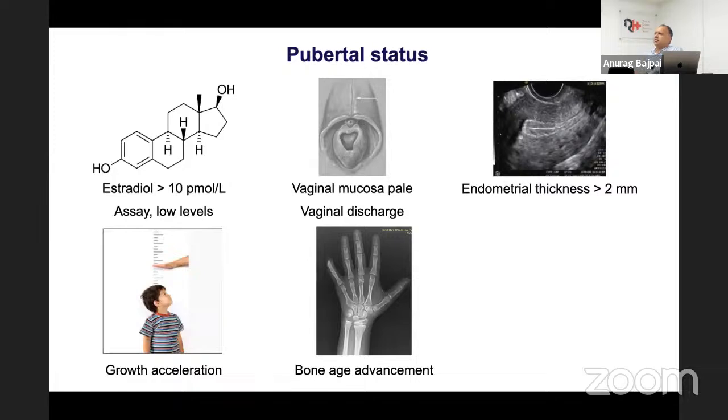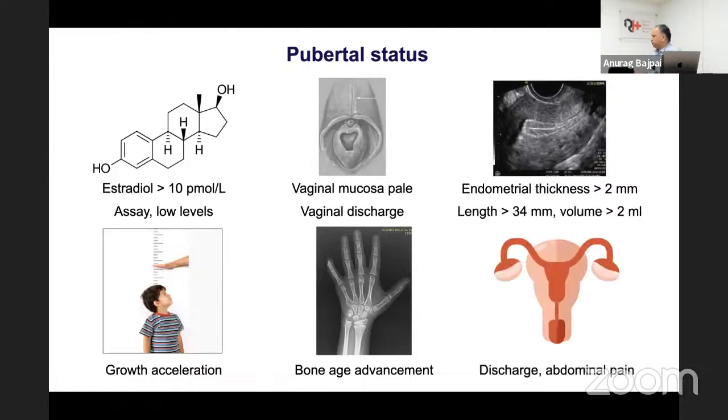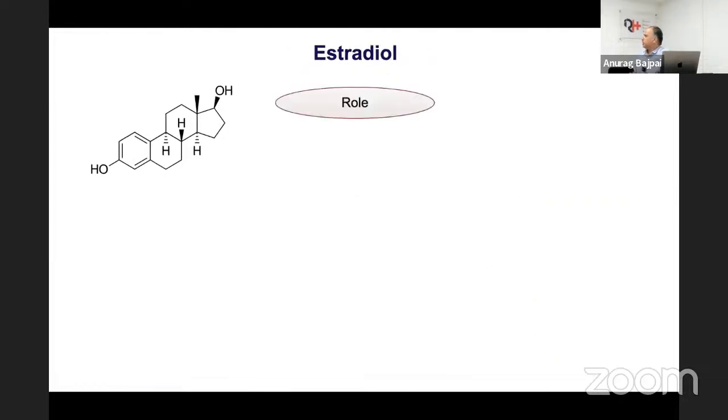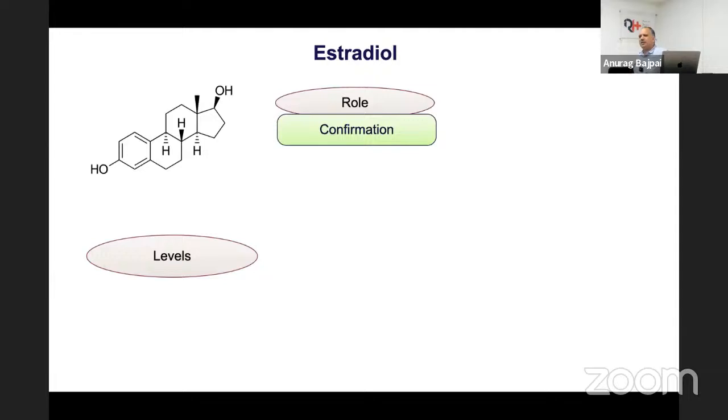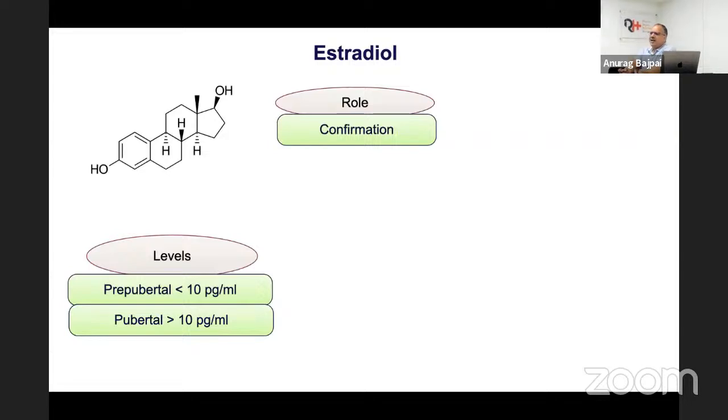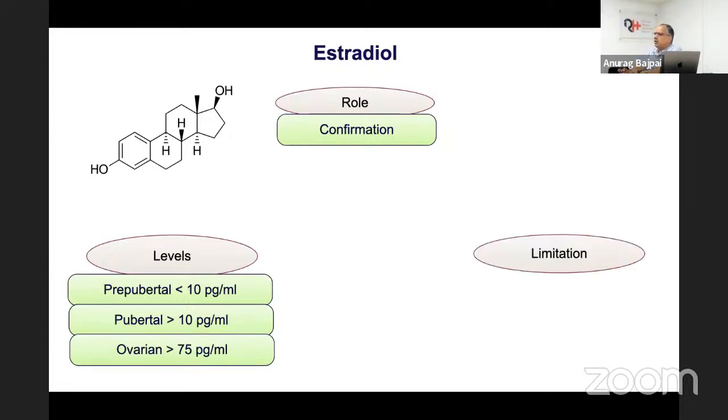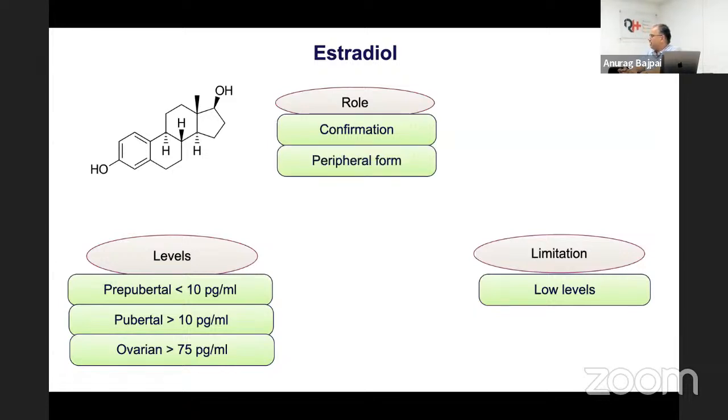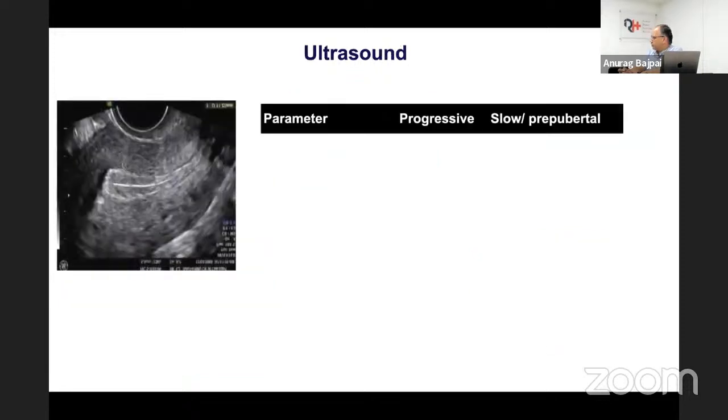Rapid growth and bone age acceleration is again another pointer as far as precocious puberty is concerned. And sometimes you can get a history of vaginal discharge or abdominal pain, which means that you're very close to menarche. As I said, the estradiol role is more for confirmatory purposes, but if you have low estrogen, it does not exclude precocious puberty, because then it may not be a very good tool. However, if the levels are very high, more than 100, we are talking about peripheral precocious puberty. The problem, as I said, is that chemiluminescence assays may not be a very good marker of estrogen status, so you have to be careful.